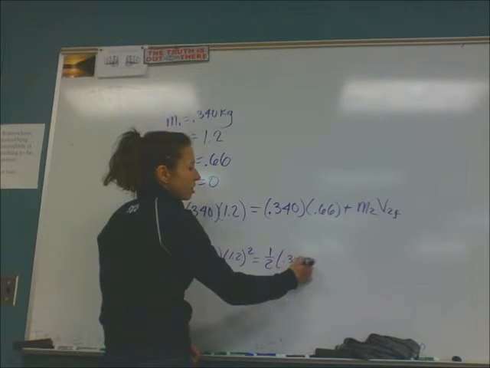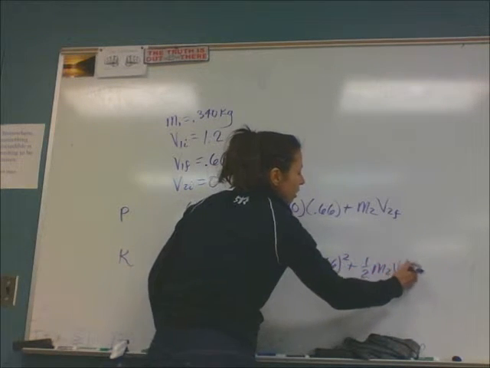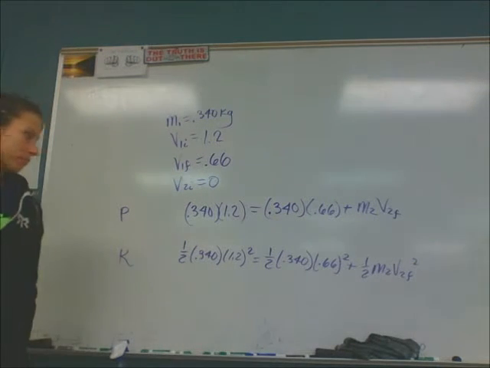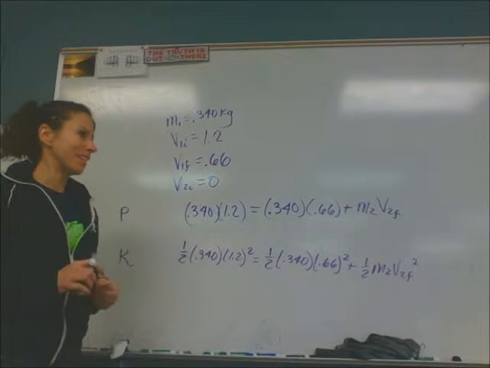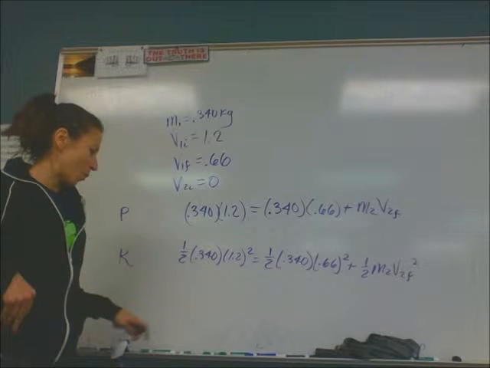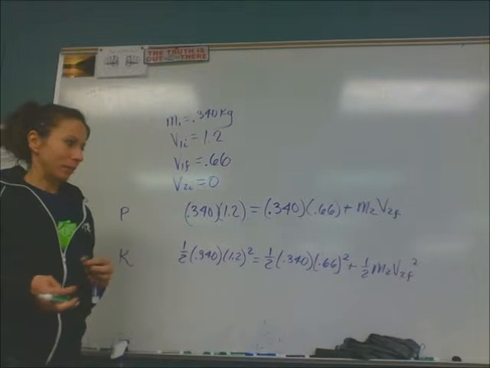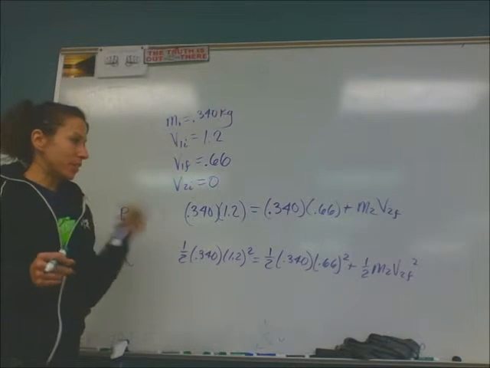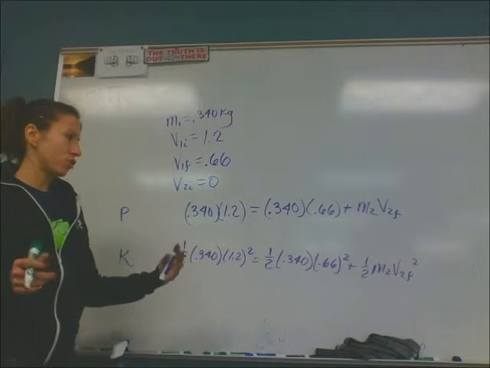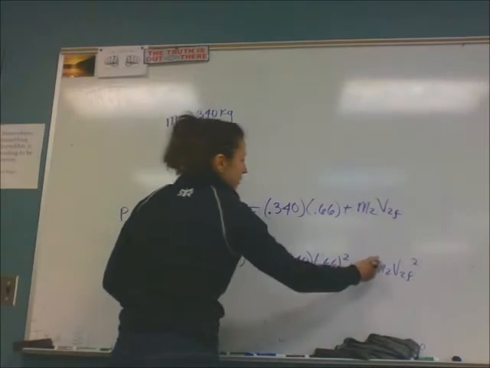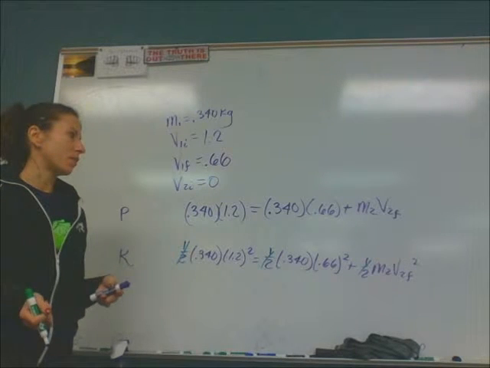And then the next thing I would do is come up with a strategy for solving the system of equations. To me, the easiest strategy to use in this particular situation is to solve the top equation for m2 and to plug that into the bottom equation. Okay, so if I solve the top equation for m2, I'm going to subtract 0.340 times 0.66 to the other side and then divide by v2f. So here I get m2 equals 0.340 times 1.2 minus 0.340 times 0.66 all over v2f. And then I'm going to take this whole thing and I'm going to plug it in here for m2.